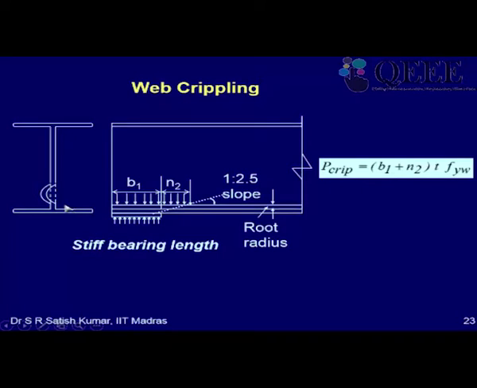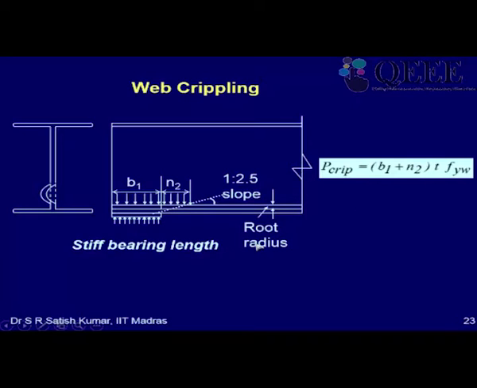Similarly, web crippling can occur if the stress above the root radius exceeds the yield stress. So for that, the code says this is my thickness of the flange Tf, and then the next one is the root radius. So actually the root radius is to be drawn like this here. So that is B1 plus N2, and the code says you take a slope of 1 in 2.5 from B1, and over this thickness. So 2.5 times (Tf + R) will be N2. Okay, so that is N2. So (B1 + N2) into T into Fy of the web, that will be the load at which web crippling will occur.